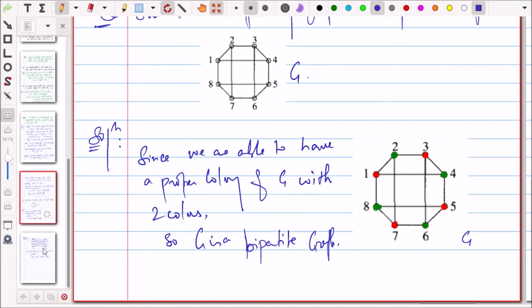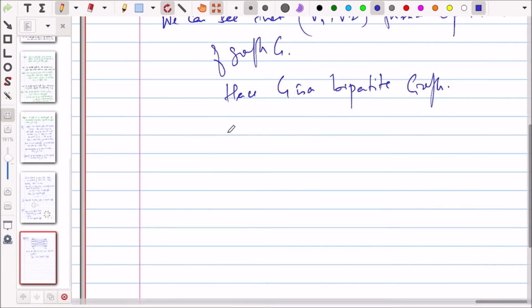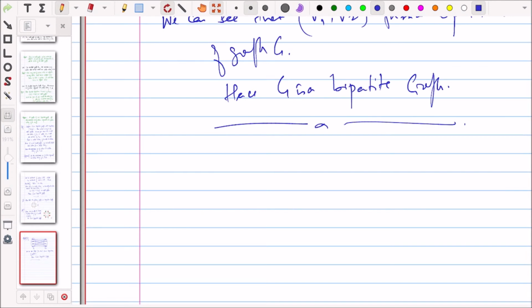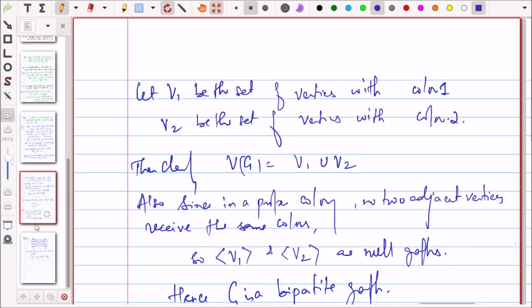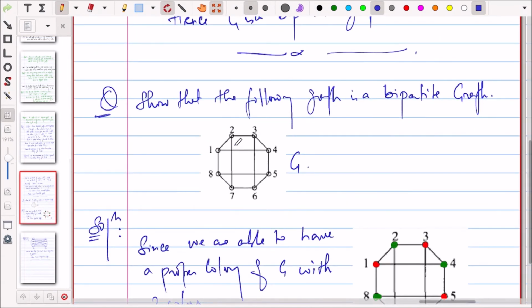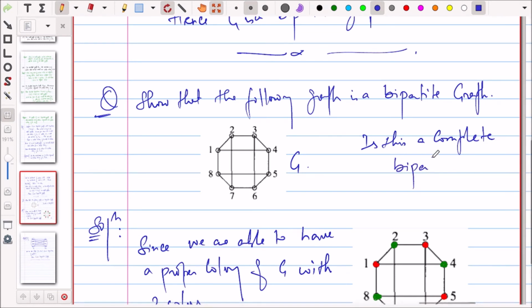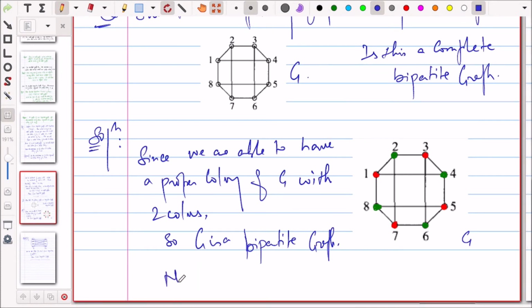Is it fine? Yes, sir. Is it clear, everyone? Okay, fine. So is this graph a complete bipartite graph? Is this graph a complete bipartite graph? No, sir, it is not. No. Is this a complete bipartite graph? No, not a complete. Why?